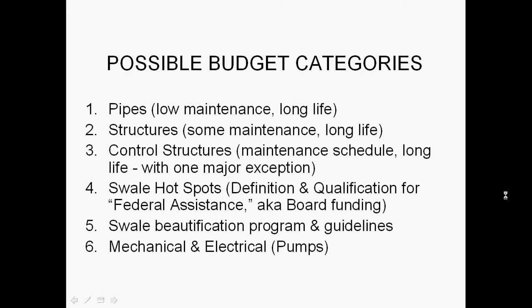Budget categories: pipes, low maintenance, long life. Structures, a little bit more maintenance because of the accumulation of debris. Control structures, very individualized. Hotspots need some definitions and qualifications for federal systems or the ones that the board decides to take on. Beautification possibly provide some guidelines for consistency in the future. And then lastly, the mechanical and electrical pipes need to be addressed and sized and maintained.